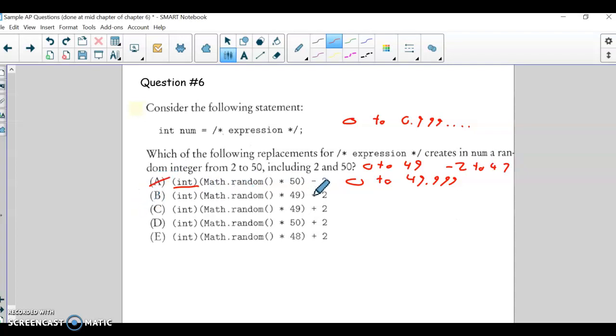Okay, letter B is really similar, and again, it's not going to work because it's just a different number, 49 here, so that one's out.